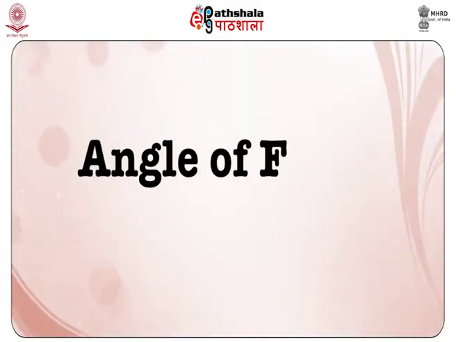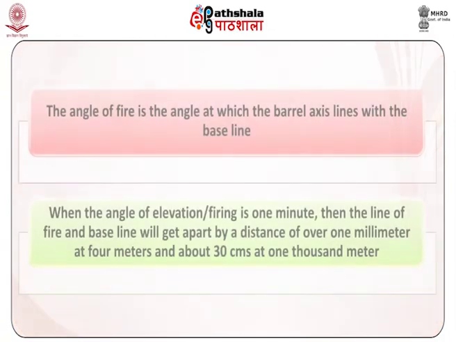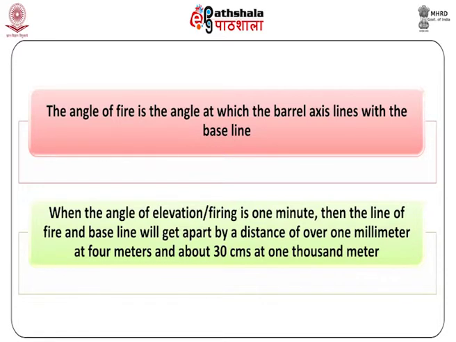Now, dear students, let me tell you about the angle of firing. The angle of fire is the angle at which the barrel axis lies with the base line. When the angle of elevation or firing is 1 minute, then the line of fire and baseline will get apart by a distance of over 1 millimeter at 4 meters and about 30 centimeters at 1000 meters.